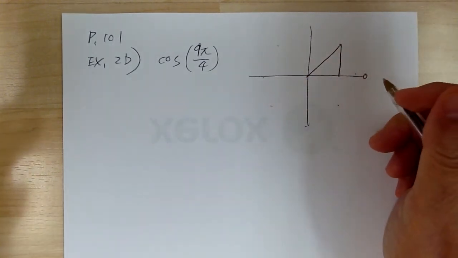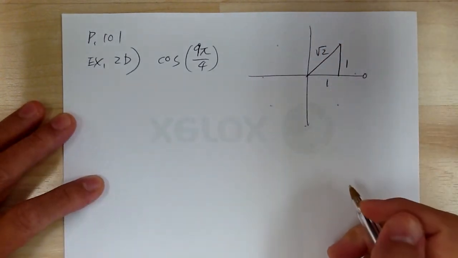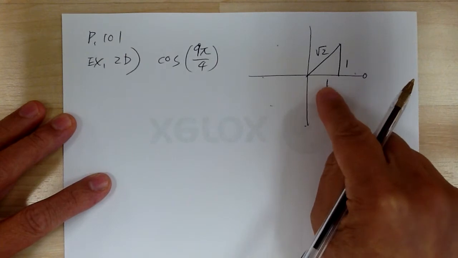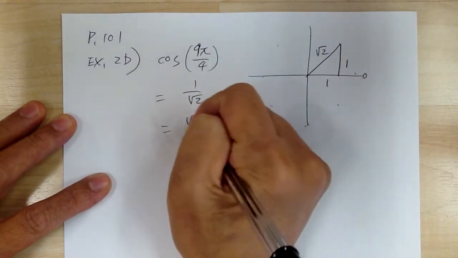So it's a 45 degree triangle. Again, it's 1, 1, square root of 2. So cosine is horizontal over hypotenuse, so equal to 1 over square root of 2, so equal to square root of 2 over 2.